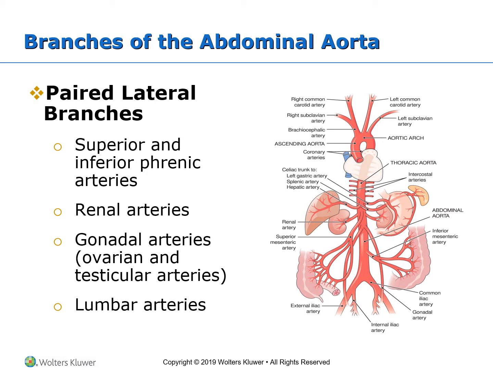Gonadal arteries are the ovarian arteries in females and testicular arteries in males, and they supply the sex glands. They start under the superior mesenteric artery and before the inferior one. And we have four pairs of lumbar arteries that will supply blood with oxygen and nutrients to the muscles of the abdominal wall. They are not represented in this image that you have in front of you.